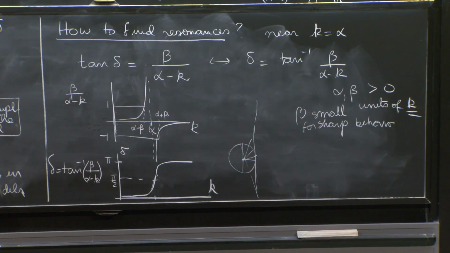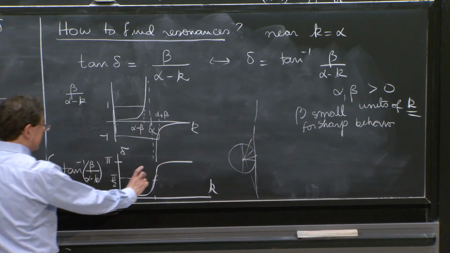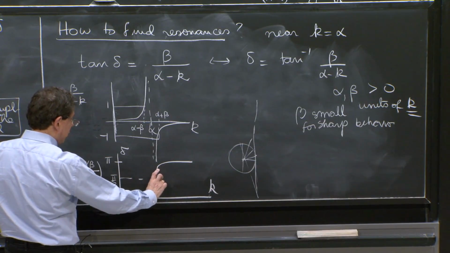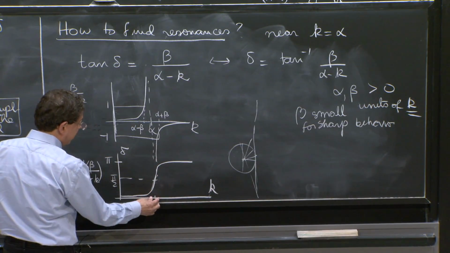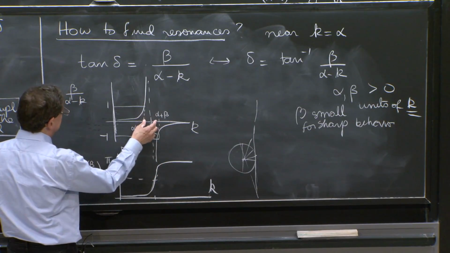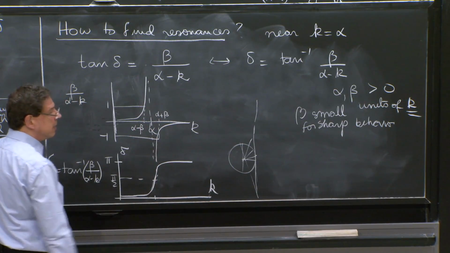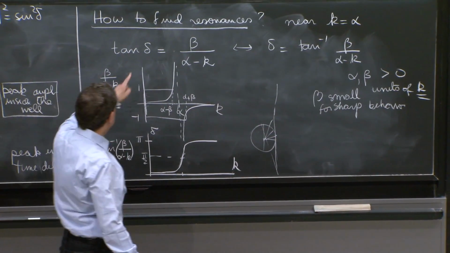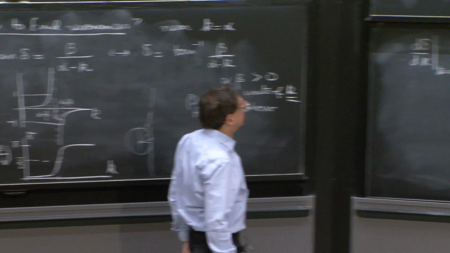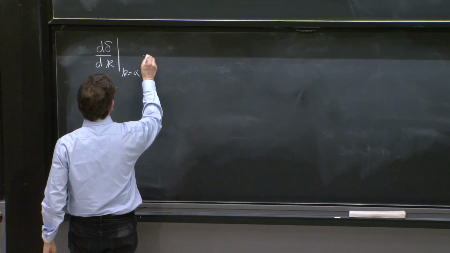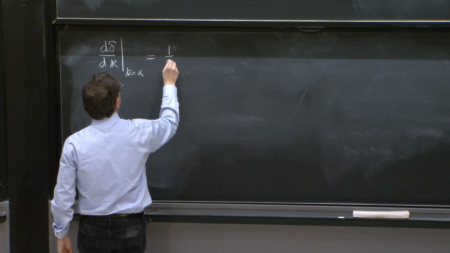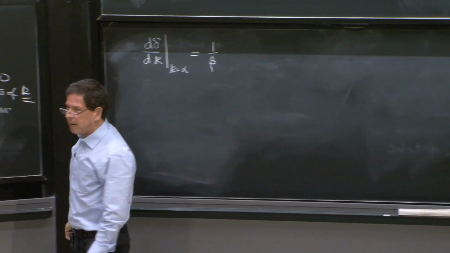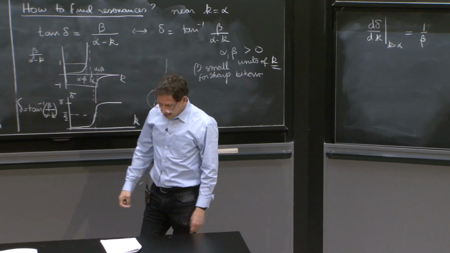And how should it be? Well, basically, the phase changes by amount pi over a distance beta, or 2 beta. So this must be a number divided by beta. You can calculate this derivative from this equation. It's a nice exercise. Try doing it. It's actually just 1 over beta. That's a result.